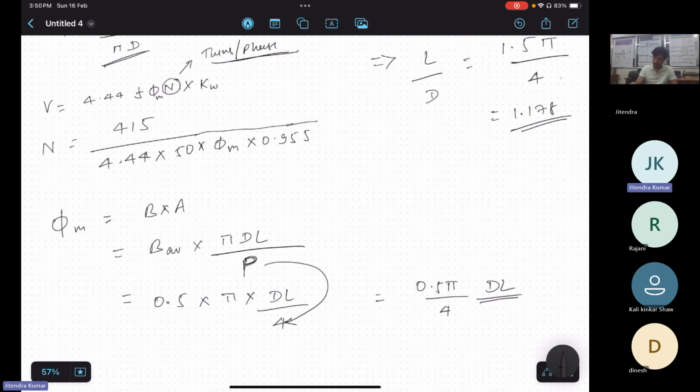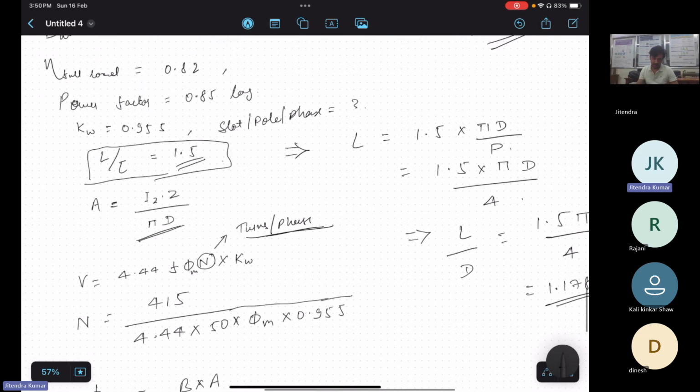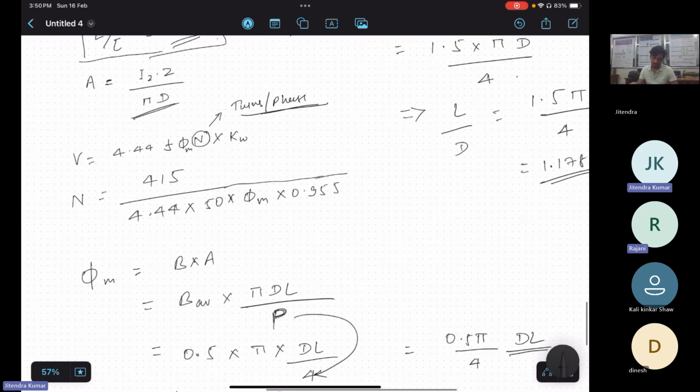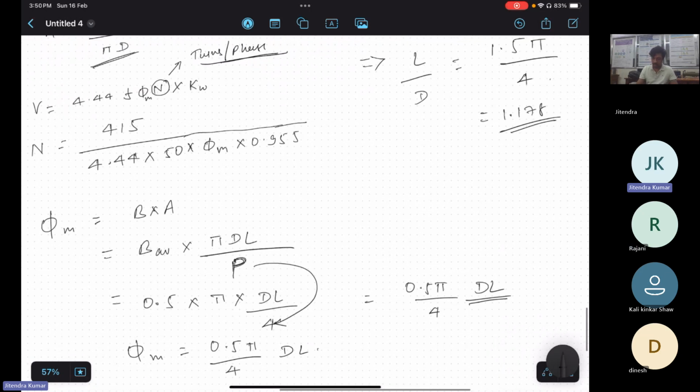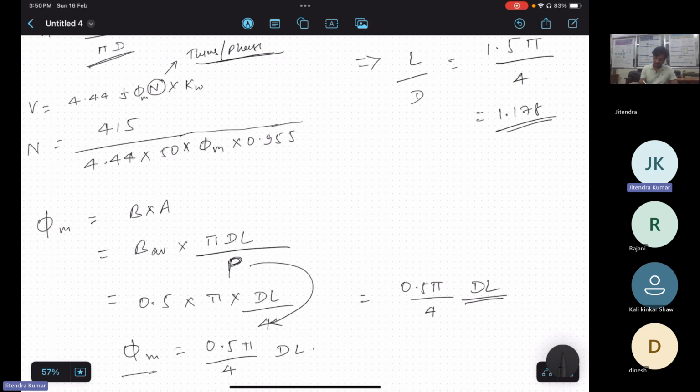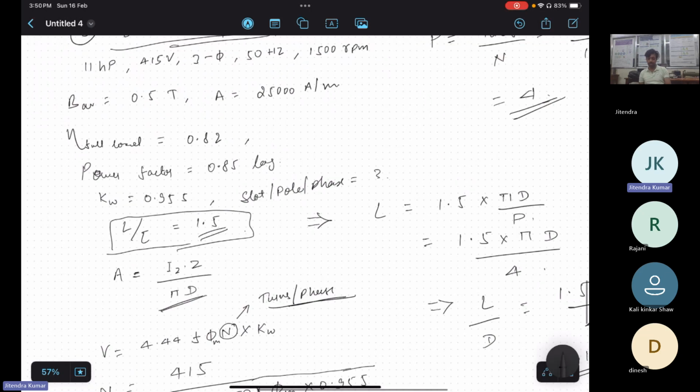On the other hand, do we have phi m? Phi m expression is nothing but 0.5 pi by 4 DL, and here we can plug in this L and D value. But we are missing one expression. We need one more expression for finishing, because we don't know phi m. So what would be the next expression from where we get the dimension of the machine?